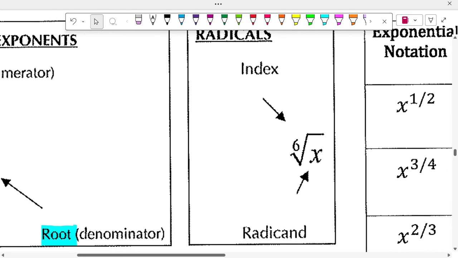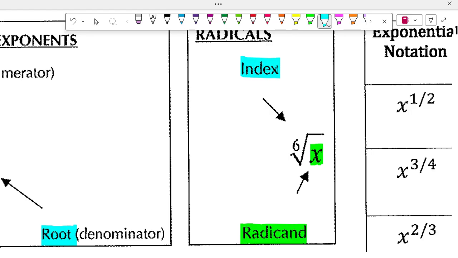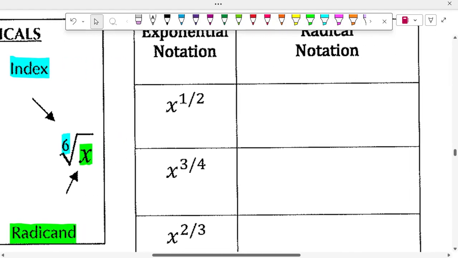On the flip side, just know that your radicand is the value that's under the radical, and your index is the little number that's outside of the root that dictates what type of root it is. So if you hear me say the word index, I just mean the little number that dictates what type of root it is. So if it was a 3, it'd be a cube root. If it's a 6, it's a 6th root, etc.